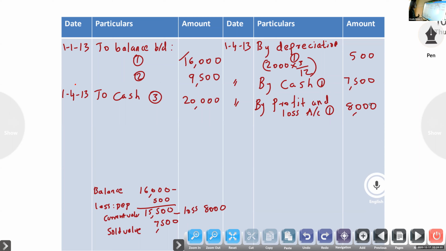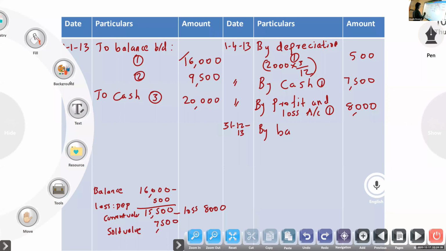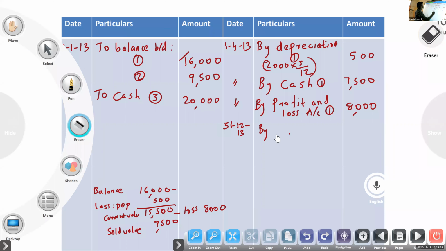So the first one is over, no need to look at the first one, because we sold that one. Next, 31st December 2013, because the remaining 2 machinery are there. By depreciation.